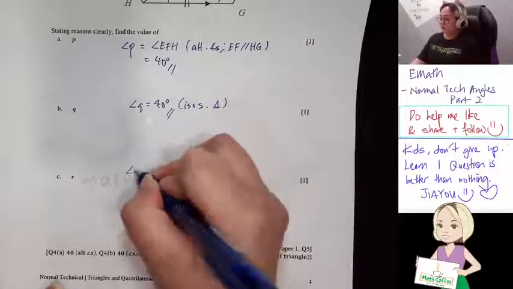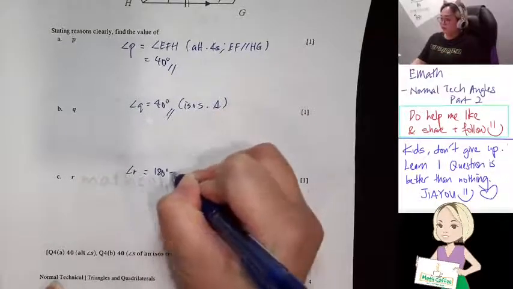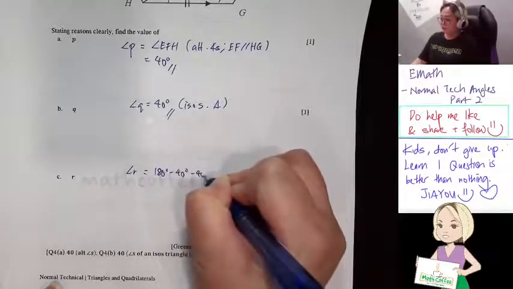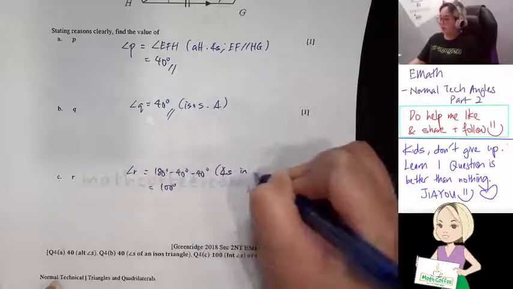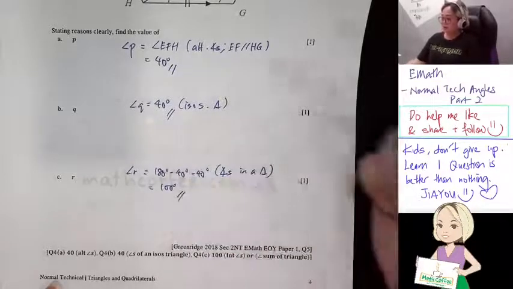Okay, so angle R is equals to 180 degree minus 40 minus 40. So it will be 100 degree, and this is angles in a triangle. Done.